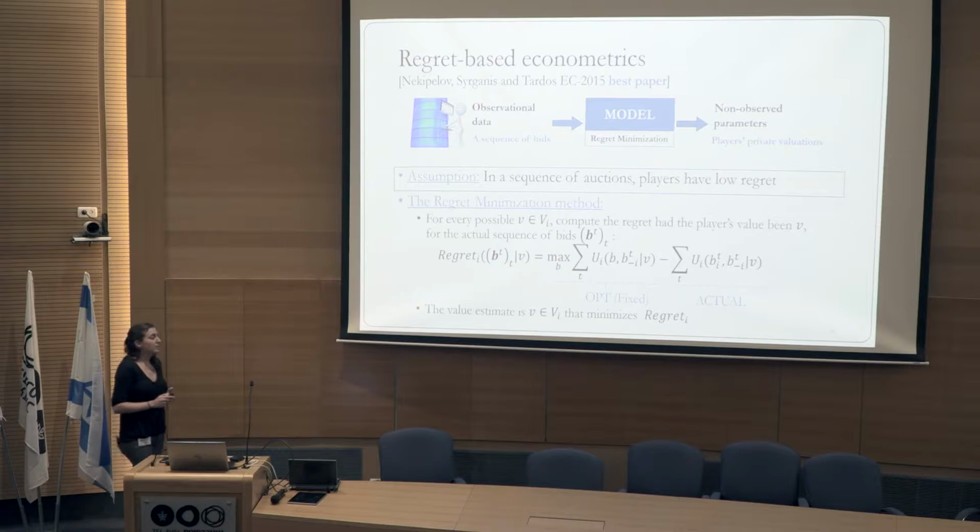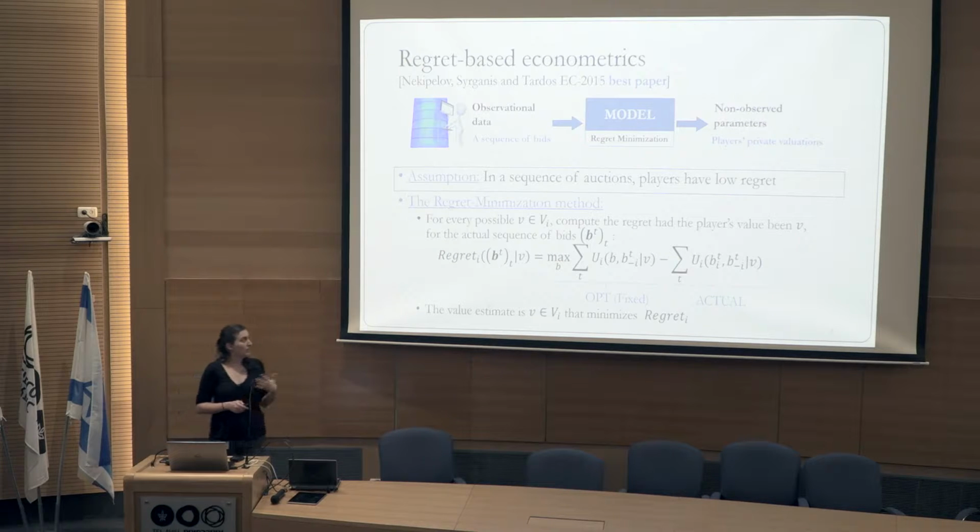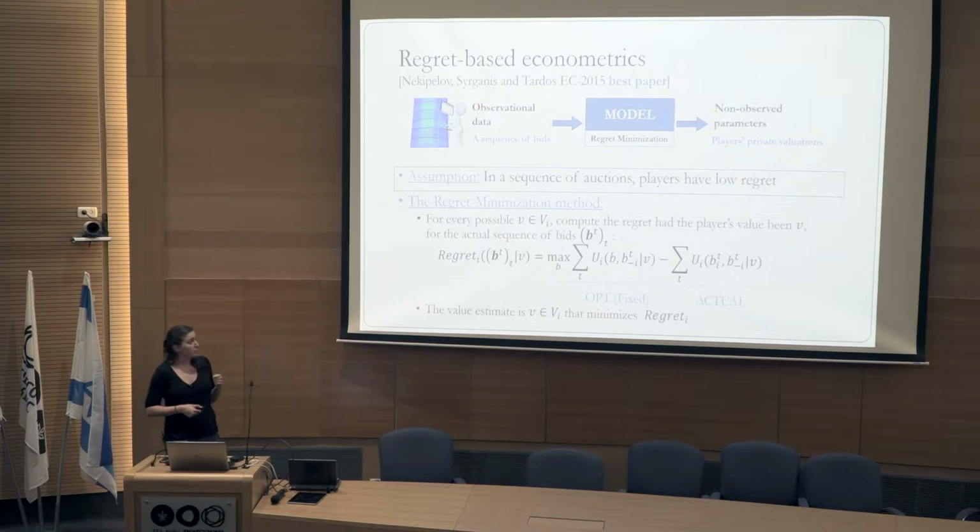And this is the regret minimization method. What it does is compute a value estimate for every bidder by considering a range of valuations that we think that a player may have. And for each possible value v in this range, it computes the regret for the player had his value been v for the actual sequence of bids that was played, and then sets the value estimate to be just the value that minimizes the regret for the player.